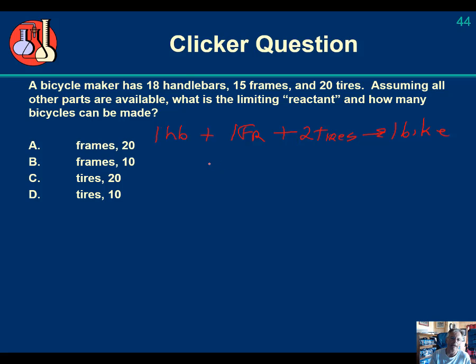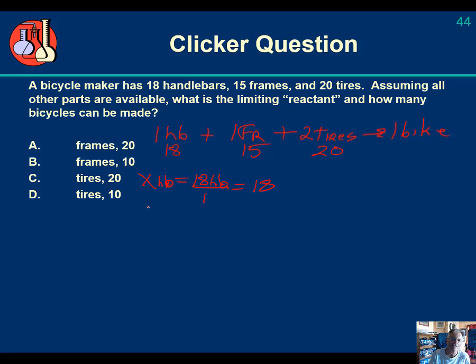So let's take a look at how we might approach that. I actually have 2 methods for doing this. I'm going to show you the simplest method first. So let's take a look at what we've got. We've got 18 handlebars, 15 frames, and 20 tires. And so I want to know which one's limiting. Well, let's just say I take my handlebars, and I've got 18 handlebars. I'm just going to divide by its coefficient, and when I divide by the coefficient, I get 18.